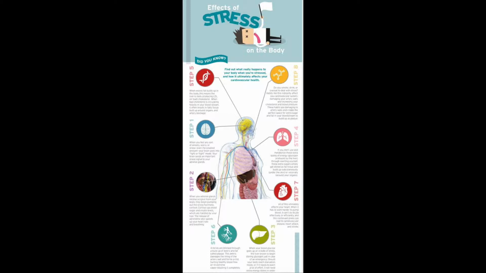In the middle of the infographic, there is a sentence in a turquoise color, bolded, stating, "Find out what really happens to your body when you're stressed, and how it ultimately affects your cardiovascular health." I think this needed to be bigger, maybe a different font and color as well. This is sort of like a topic sentence, a statement of what the entire infographic was about, and it would have been more useful in another way.